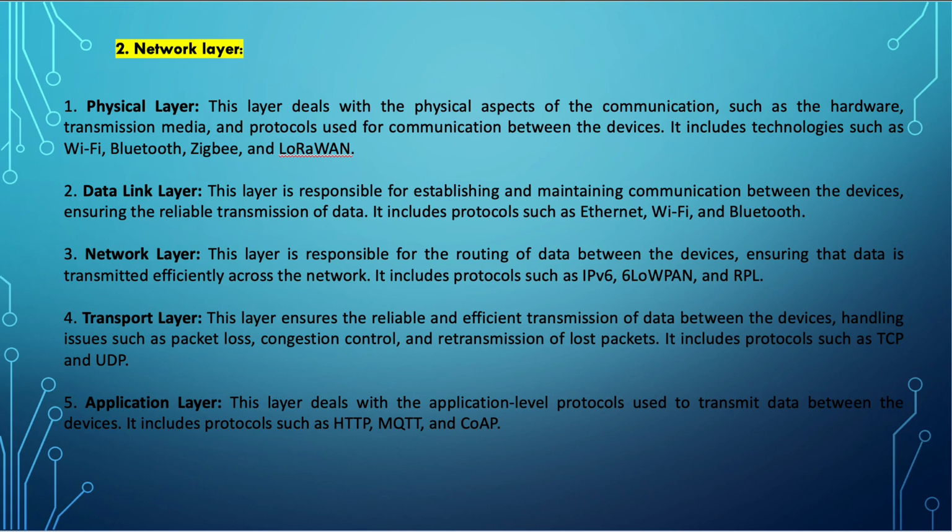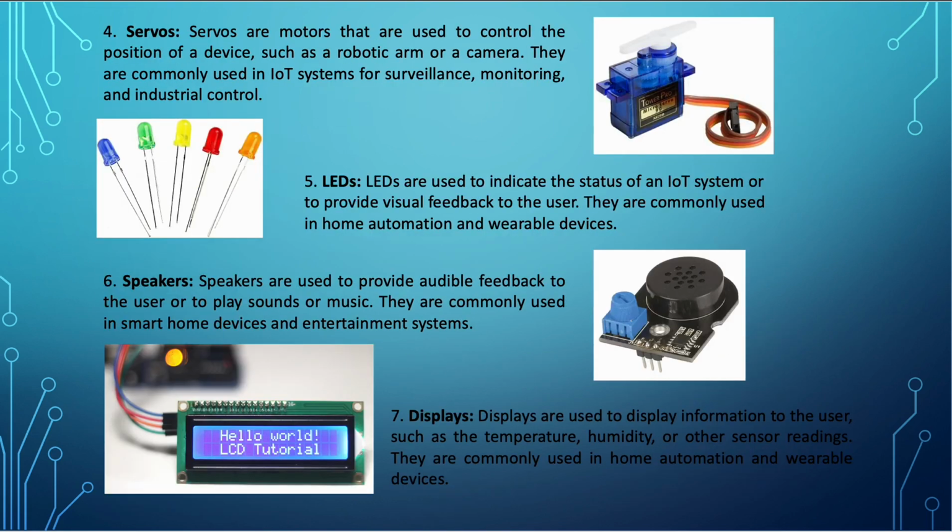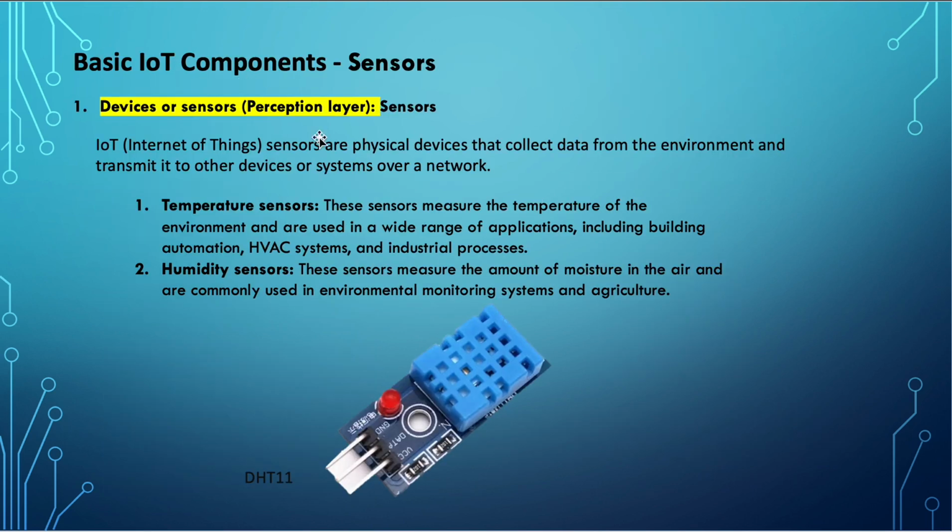So as I told you, there are two main things: the hardware component and the network component. We talked about the hardware component, and looking at the definitions, sensors are physical devices that collect data from the environment and transmit it to other devices or systems over the network. That means when they collect the information to transmit it, they need the network.